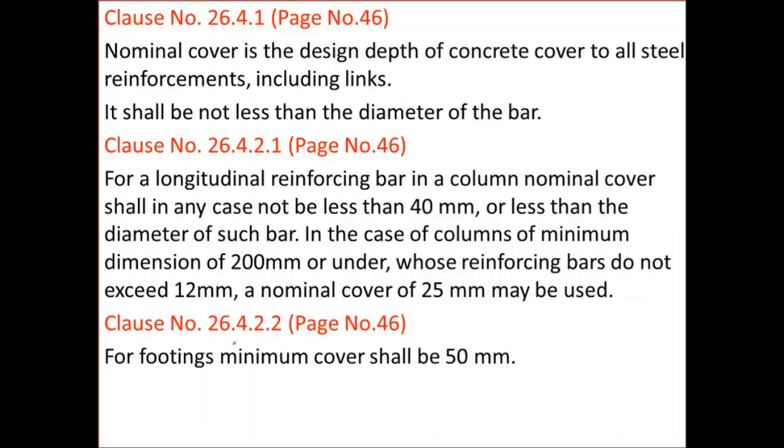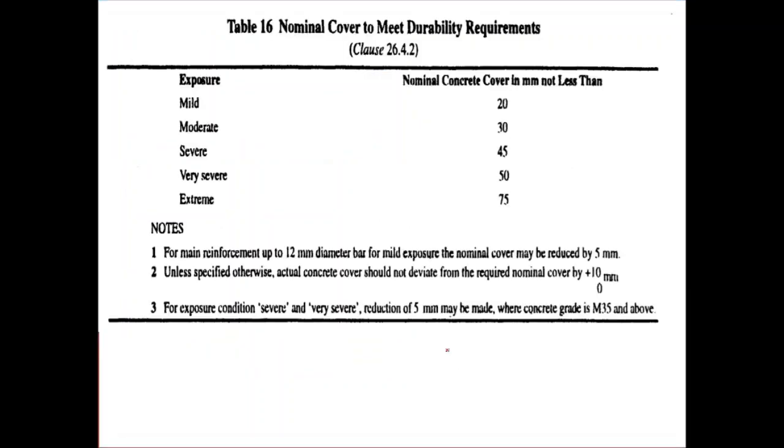For the footing, minimum cover should be 50 mm. So for the column usually it is 40 mm except when the column size is less than 200 mm, but for the footing it is minimum how much? 50 mm.